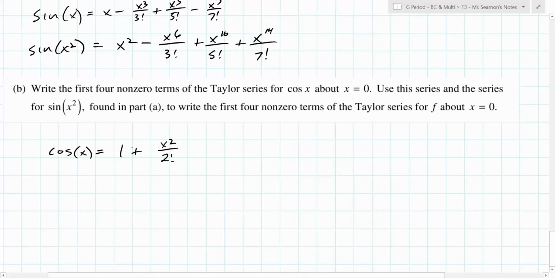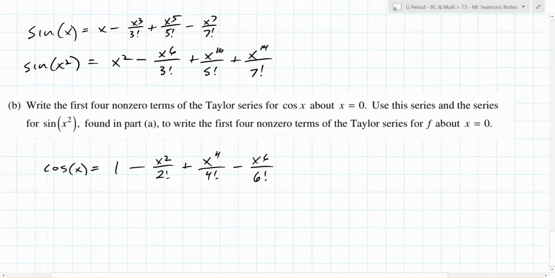x squared over 2 factorial, minus x. I think it's always minus, right? Yep. Plus what? x to the 4th over 4 factorial. Minus what? x to the 6th over 6 factorial. Do we agree with this? It's the first 4, and then you use this series and this series for sine x squared in part A to write the first 4 non-zero terms of the Taylor series of f.